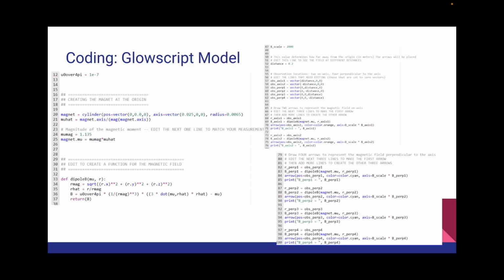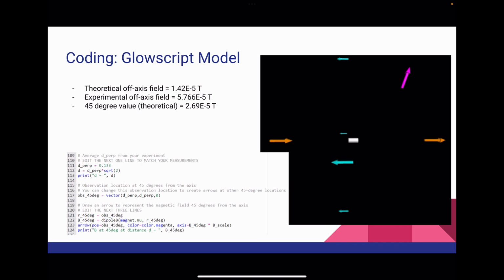Next, I created a model of the magnetic field of the magnet using GlowScript. I used the value I previously calculated for mu and determined the magnitude of the B field at different distances, both perpendicular and parallel to the magnet. Lastly, the code determines the B field at a 45-degree angle to the axis of the magnet.